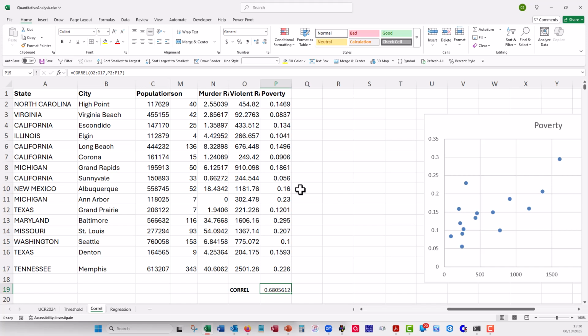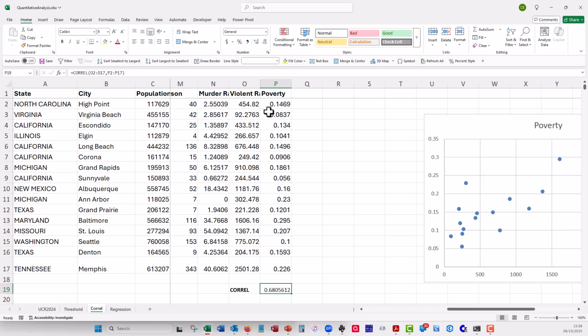But again, it goes against our experience to have a negative correlation between violent crime and poverty. But you might have gotten a negative correlation if, instead of poverty, you did income. Because obviously poverty is the opposite of income, right? As income rises, poverty falls, and you would expect, therefore, the violent crime rate to fall. So if you did income instead of poverty, you might have gotten a negative correlation.